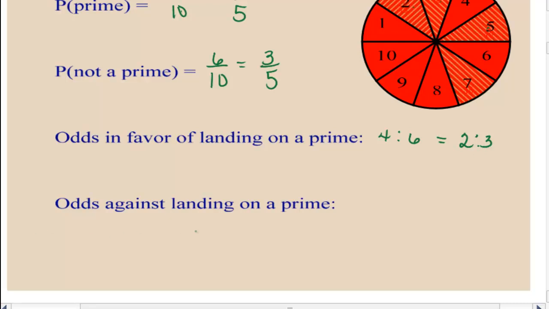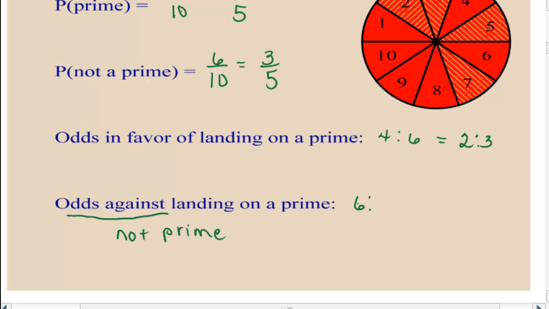So odds against landing on a prime is our next problem. So odds against landing on a prime would be odds in favor of not landing on a prime, right? So what's the probability of not landing on a prime? We found that up here, right? 6. So 6 of these are not prime. So this is basically the same as not prime. Odds against is the same as not prime.